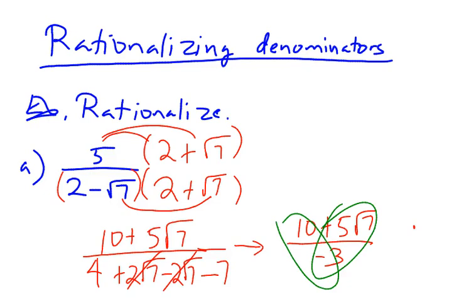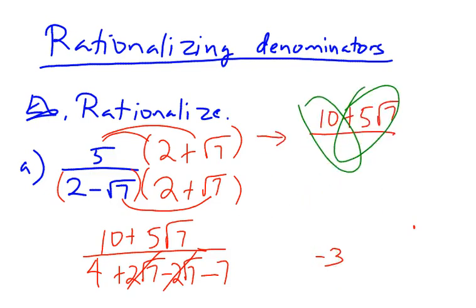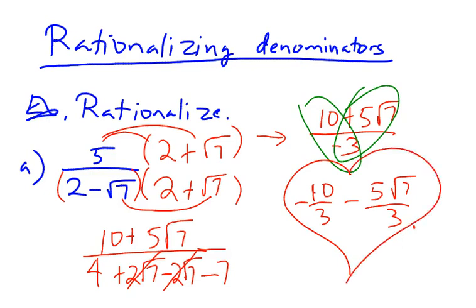All right? And I'm going to get, here, where can I put this? I'm going to move this up here a little bit, okay? This becomes negative 10 thirds minus 5 root 7 thirds, okay? And that is how we rationalize that denominator.